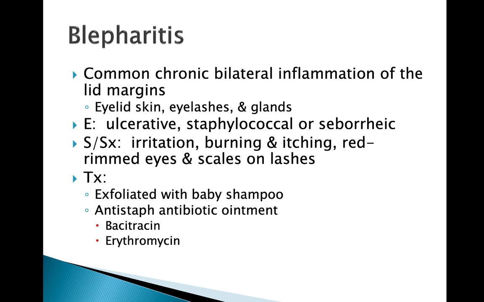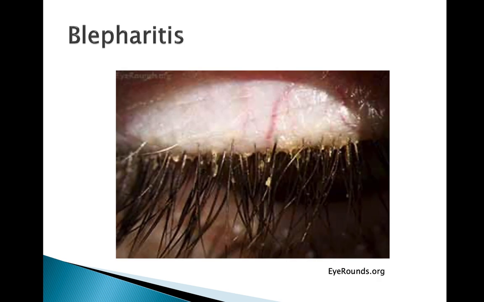And the key thing about this is it's really, really easy to treat. The best thing to do is just get some baby shampoo, put it on a warm, wet washcloth, and you just exfoliate by scrubbing the lid margins. If you have swelling or it looks like there's an inflammatory process starting, you can add some anti-staph antibiotic ointment such as bacitracin or erythromycin. So again, here is an example. You can see this debris just building up at the base of the lashes, and that's blepharitis.